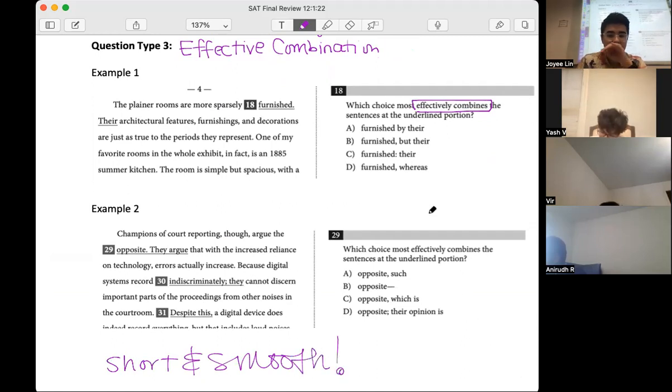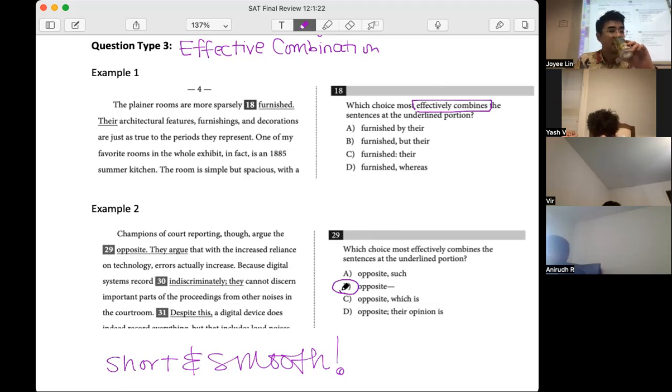Short and smooth. So let's do example 29 first. Out of these ones, which one is shortest and smoothest? C. We're doing 29 first, and then we'll go back to 18. I hear C, B, D. No, we're doing 29 first.